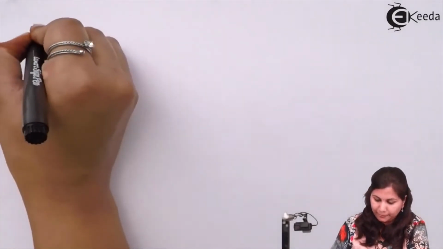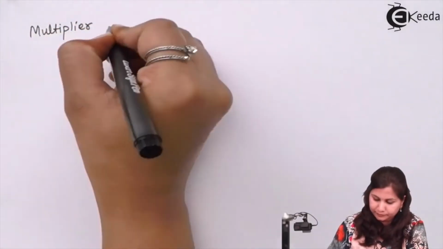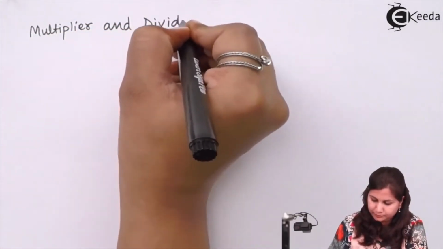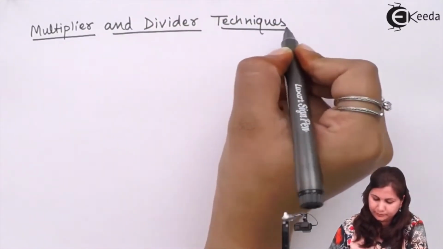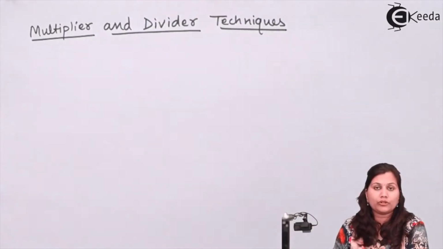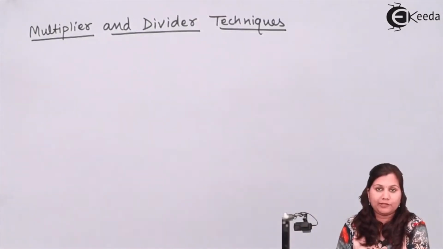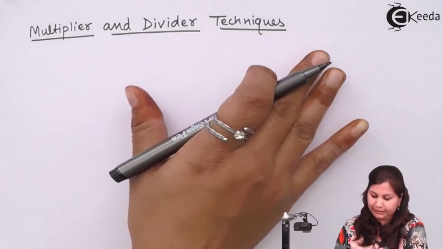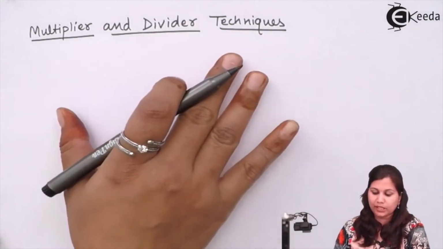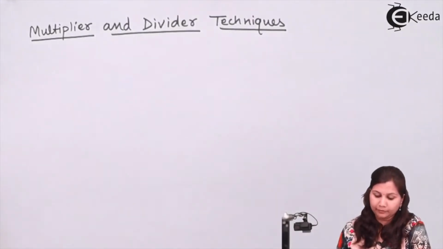Another technique which is used in the signal generator is the multiplier and divider technique. Now, if we further want to extend the frequency range from a single instrument, we can use the multiplier and divider techniques. In these techniques, we are using a multiplier.